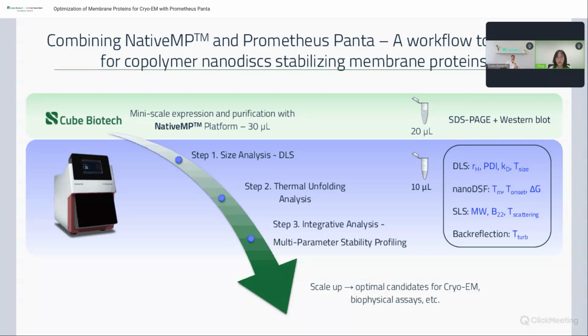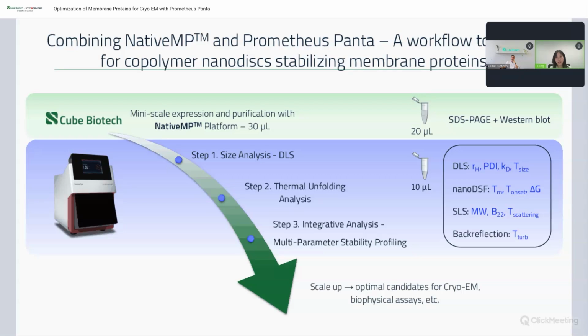Here you can see on the right side the multiple parameters that Panta can generate from this 10 microliters of sample in steps 1 and 2. And then most interesting is step 3. This is up to you, the scientist, to perform an integrative analysis of all these parameters. Looking at these different parameters, you will be able to see a unique stability profile for each sample, so that you can find the optimal candidate to scale up the production for cryo-EM or any other assays.